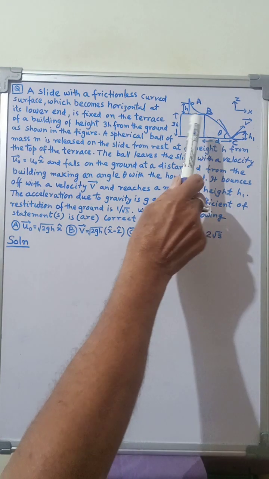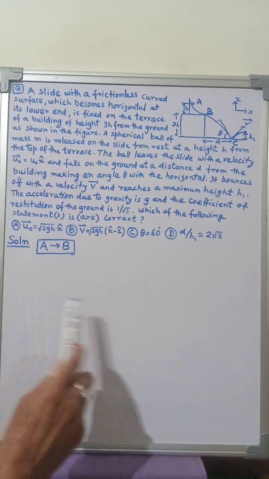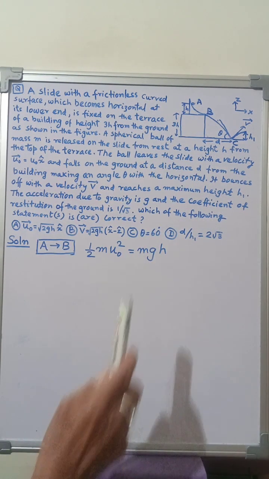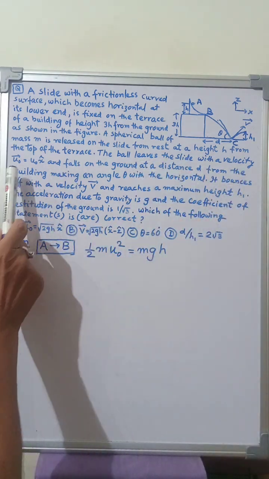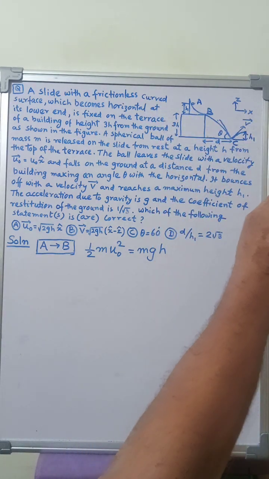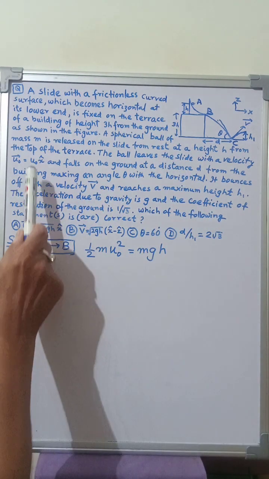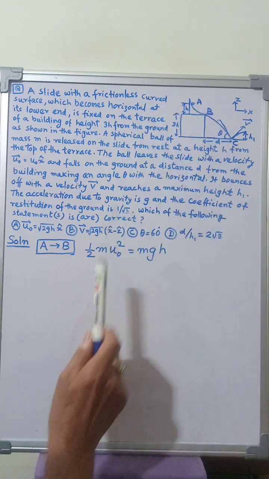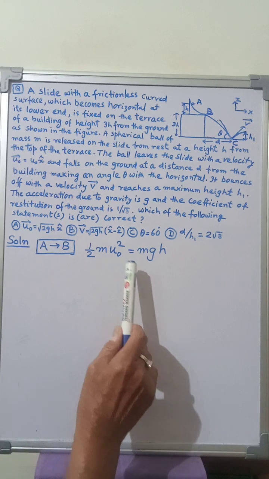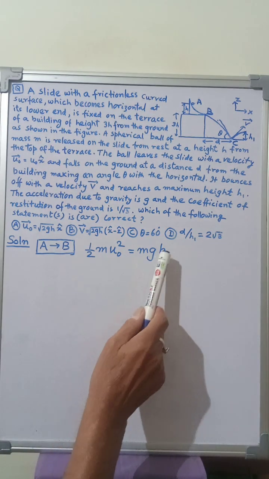We have named the crucial points as A, B and C. Let us first consider motion from A to B. It is given that the ball leaves the slide with a velocity u0 = u0 x cap. That means it is in the horizontal direction towards right at B. So speed of the ball is equal to u0, therefore kinetic energy at B will be equal to half m u0 square, because m is the mass of the ball. Which should be equal to the loss in potential energy from A to B, that is mgh.